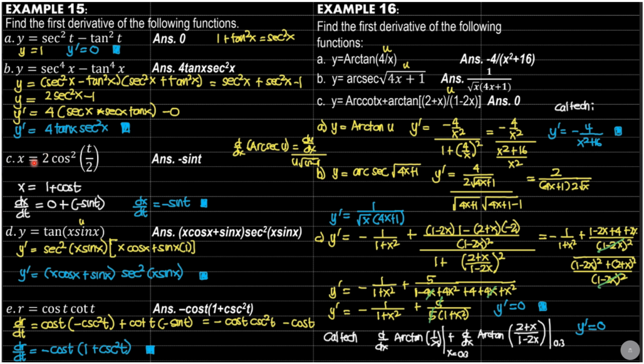Letter C, x is 2 cosine squared t over 2. You may proceed directly to differentiating this as long as the final answer is the same. But there is an identity to this. It is equal to 1 plus cosine t. So x is 1 plus cosine t. The derivative of 1 plus cosine t is 0 plus negative sine t. So dx dt is negative sine t.